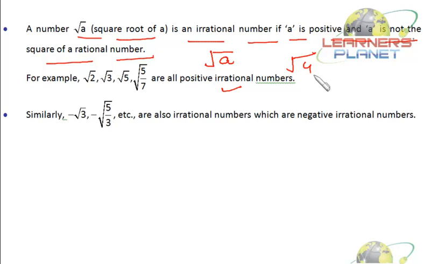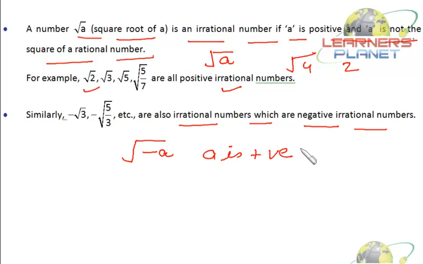Suppose I take root 4. Root 4 is actually 2, or we can say positive or negative 2. So root 4 is not an irrational number, but root 2 will be an irrational number because 2 is not a perfect square. Similarly, the negatives of square roots, that is negative root 3, negative root 5 by 3, will also be irrational numbers, and these are known as negative irrational numbers. But in any case, we will not accept negatives inside the square root. Okay friends.